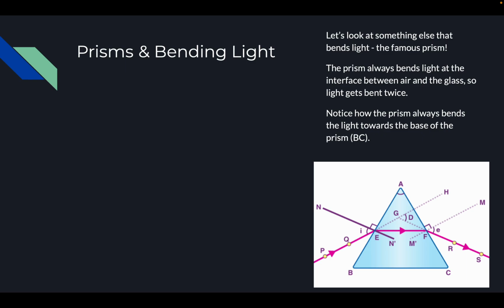Let's look at something else that really bends light. It's the prism. It bends light at the interface or the surface between air and glass, so light gets bent twice when it travels through the prism. Notice how the prism will always bend the light towards the base of the prism, or BC in this picture.